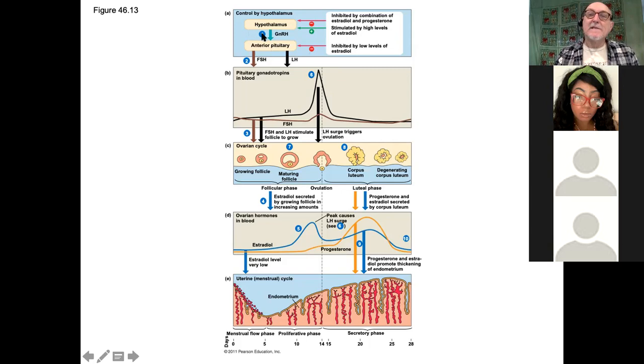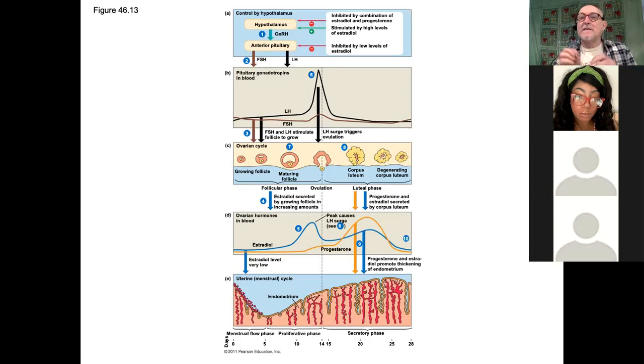First of all, the hypothalamus is going to be releasing gonadotropin-releasing hormone. That acts on the anterior pituitary, and it produces these two hormones, follicle-stimulating hormone and luteinizing hormone. Now, have a look here, and you'll see that the levels of luteinizing hormone and follicle-stimulating hormone initially are very low. Nonetheless, they have an important function. Even at low levels, they cause one of the follicles in the ovary to begin to mature.